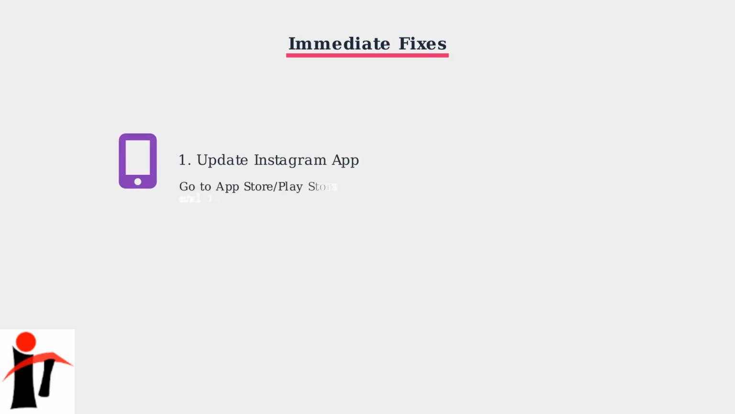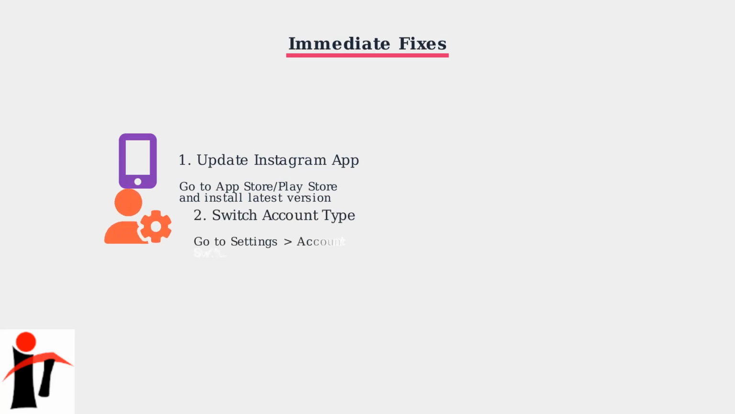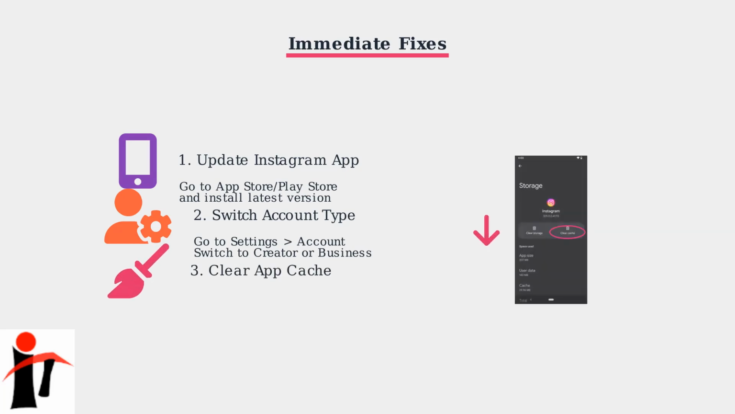First, update your Instagram app to the latest version. This ensures you have access to the newest features and bug fixes that might resolve channel availability issues. Next, switch to a creator or business account if you haven't already. Personal accounts have limited access to broadcast channels, so this change is often essential. Clearing your app's cache and data can resolve technical glitches that prevent feature access. This refreshes the app's stored information and can unlock previously unavailable features.